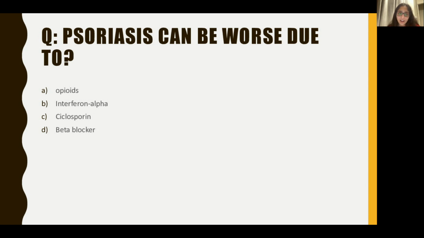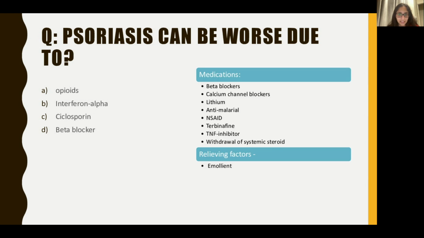Okay, so the correct answer for this question is D, beta blockers. So there are a few medications that can trigger psoriasis. So this includes beta blockers, calcium channel blockers, lithium, anti-malarial medications, NSAIDs, terbinafine, TNF inhibitors, and withdrawal of steroids. There's not many relieving factors. Emollients can be helpful, and often in pregnancy, people may find that it improves, but this can, of course, go the other way as well.